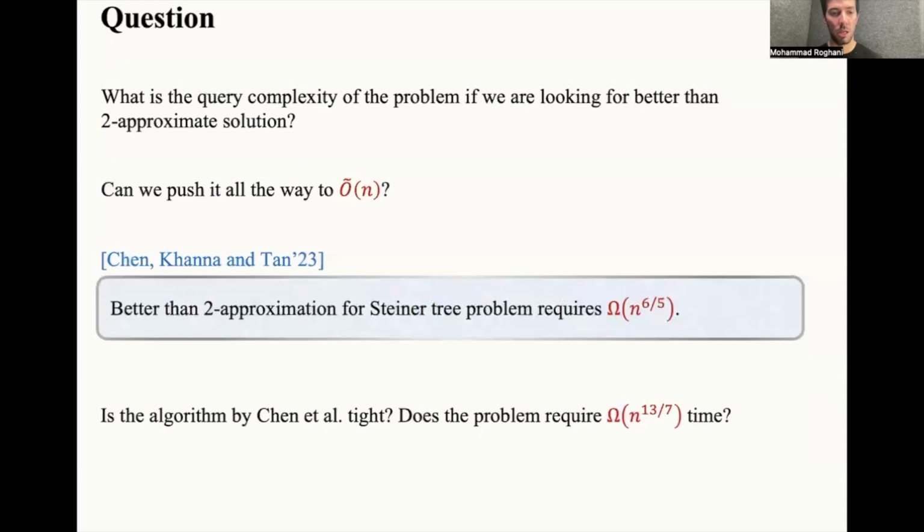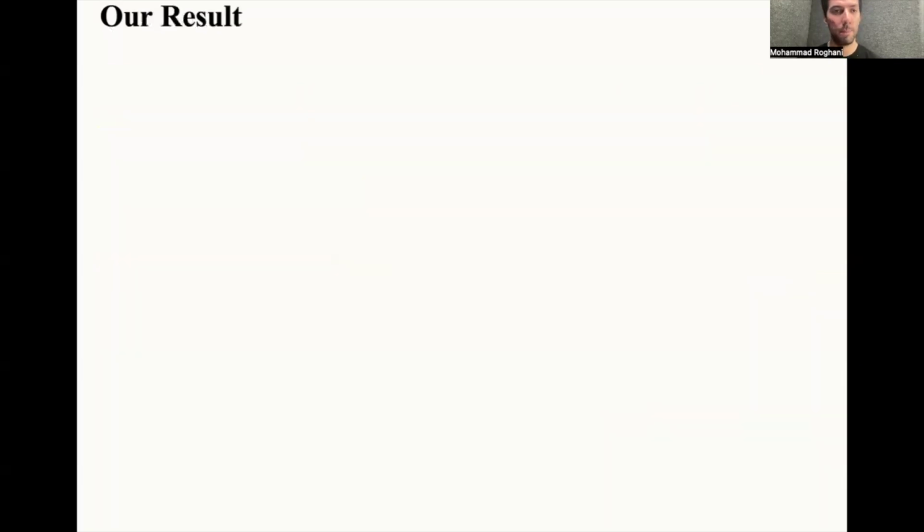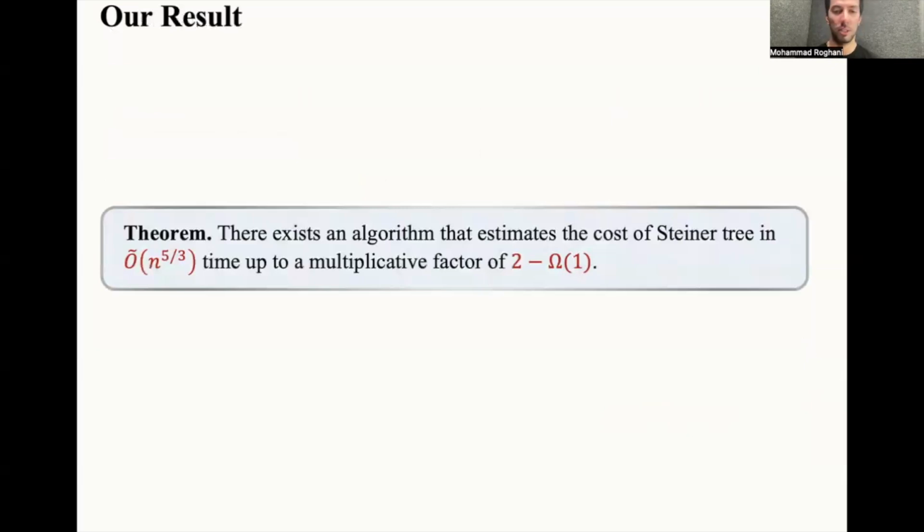So now we can ask, is the algorithm by Chen et al. tight? Does the problem require n to 13/7 time to get better than two approximation? We answered this question. We made progress on this question. We proved that there exists an algorithm with approximation better than two approximation factor, that estimates the cost of the Steiner tree in order of n to 5/3.